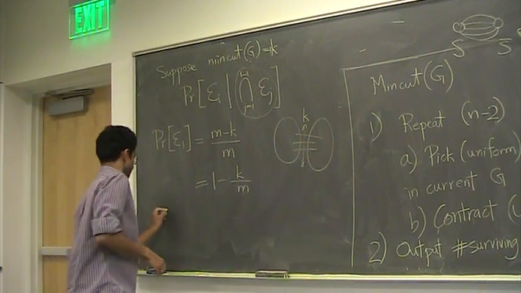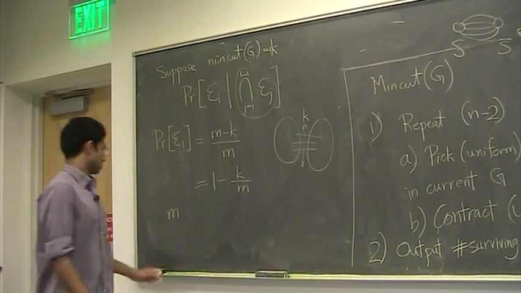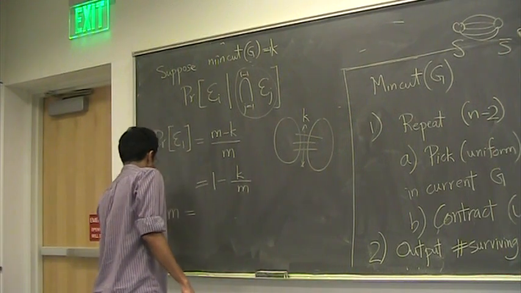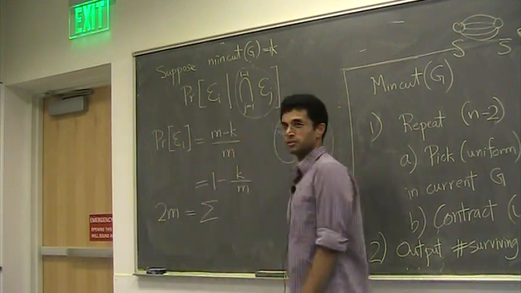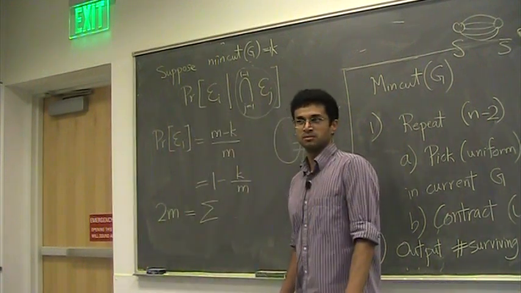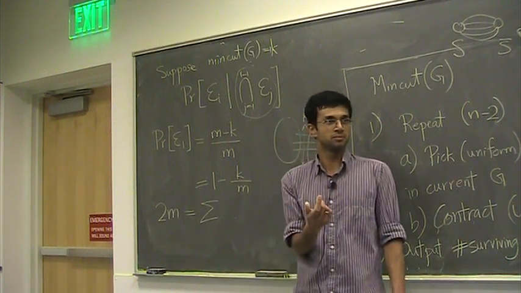Okay, so how many edges are there in the graph? Do you guys know this formula? It's also, I think, referred to as the handshake lemma. If you sum up all the degrees, you get twice the number of edges, right?